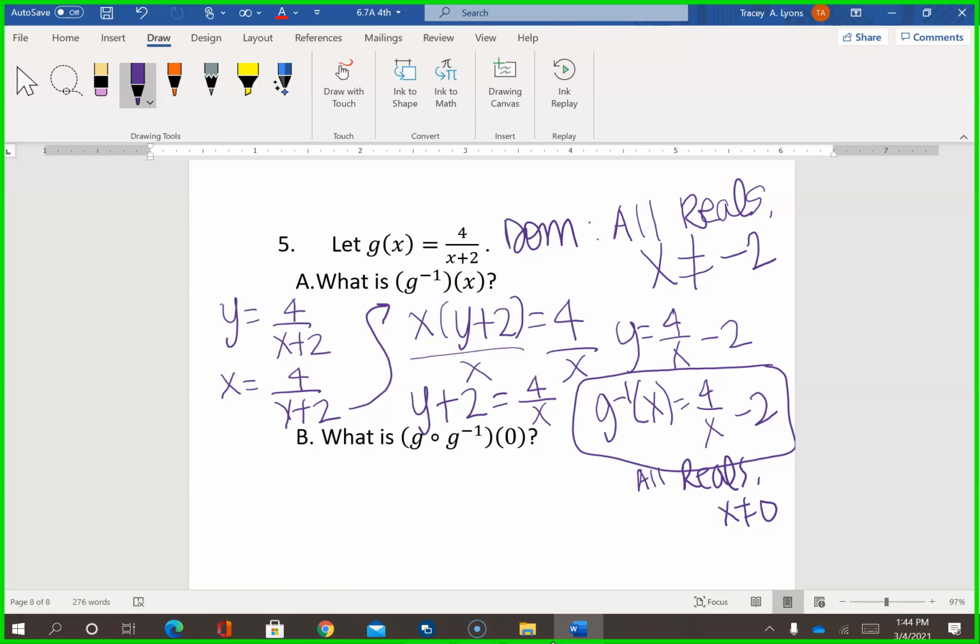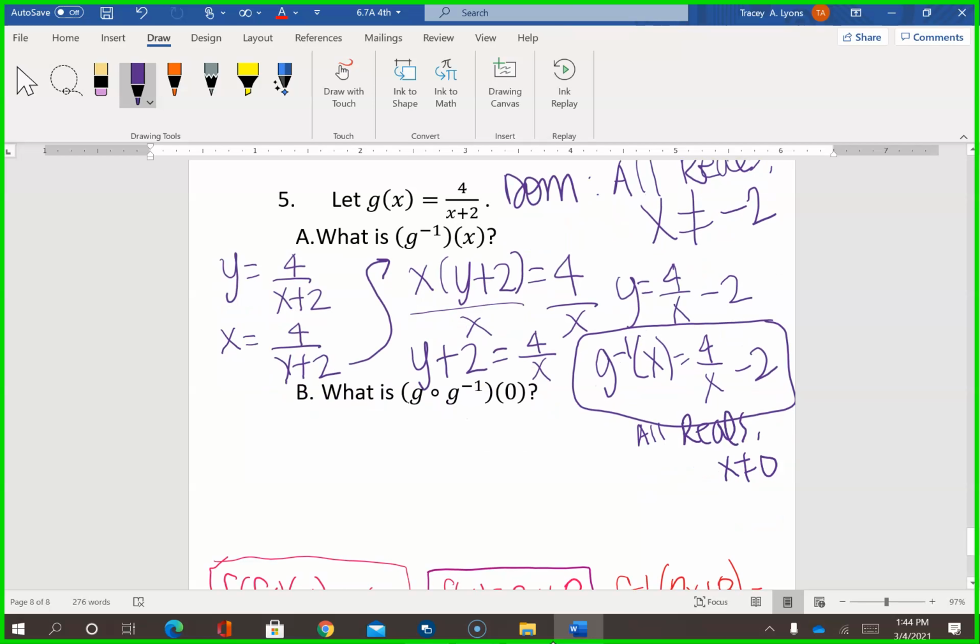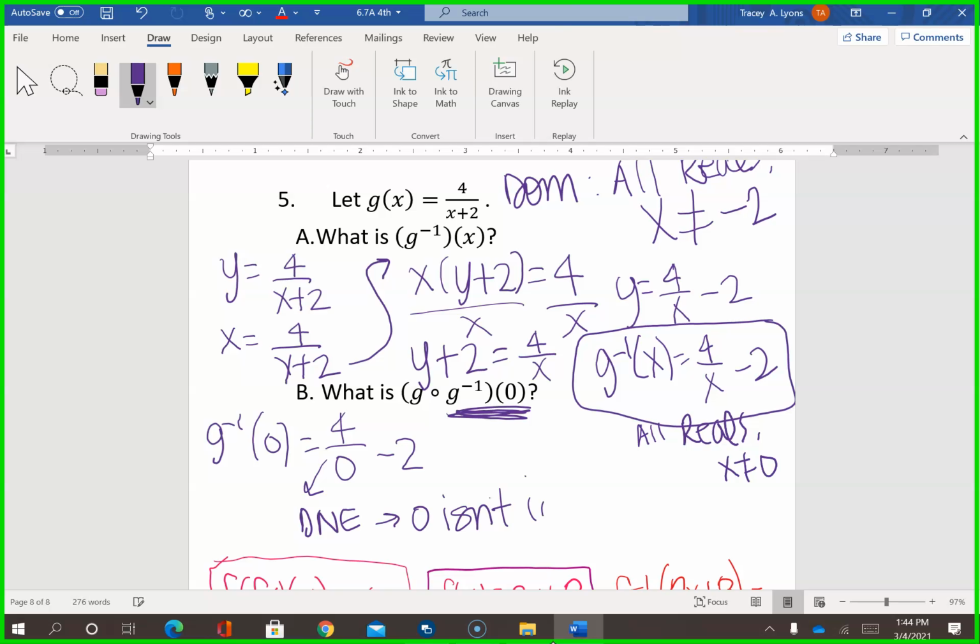Now, let's do one more composition. And this one we're going to do the inverse into the function. So we're going to do the right part first. You always do the right side first. So we're going to find out what is the inverse of 0. Okay, so we have putting this in here. Can we do that? No, we cannot, because this doesn't exist. And it's because we are trying to plug 0 in there, but we already just said that 0 can't be in there. 0 isn't in the domain of the inverse.